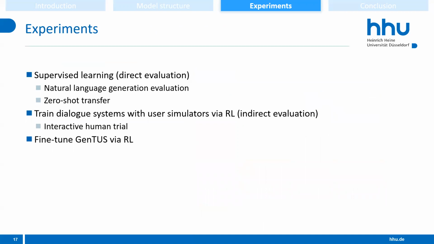To evaluate the performance of GenTUS, we conduct several experiments. The first part is the direct evaluation. We train GenTUS as a natural language generation model and test it in this way. We also conduct a zero-shot transfer experiment. The second part is indirect evaluation. We train dialogue systems with different user simulators by reinforcement learning, and then we use human evaluation to evaluate these different dialogue systems. The third part is that we fine-tune GenTUS by reinforcement learning to show it is able to be configured.